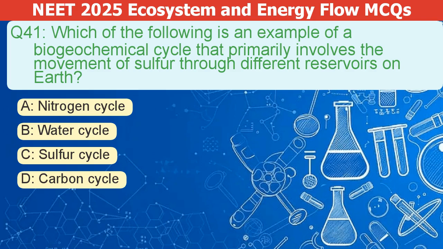Which of the following is an example of a biogeochemical cycle that primarily involves the movement of sulfur through different reservoirs on Earth? A. Nitrogen cycle. B. Water cycle. C. Sulfur cycle. D. Carbon cycle.